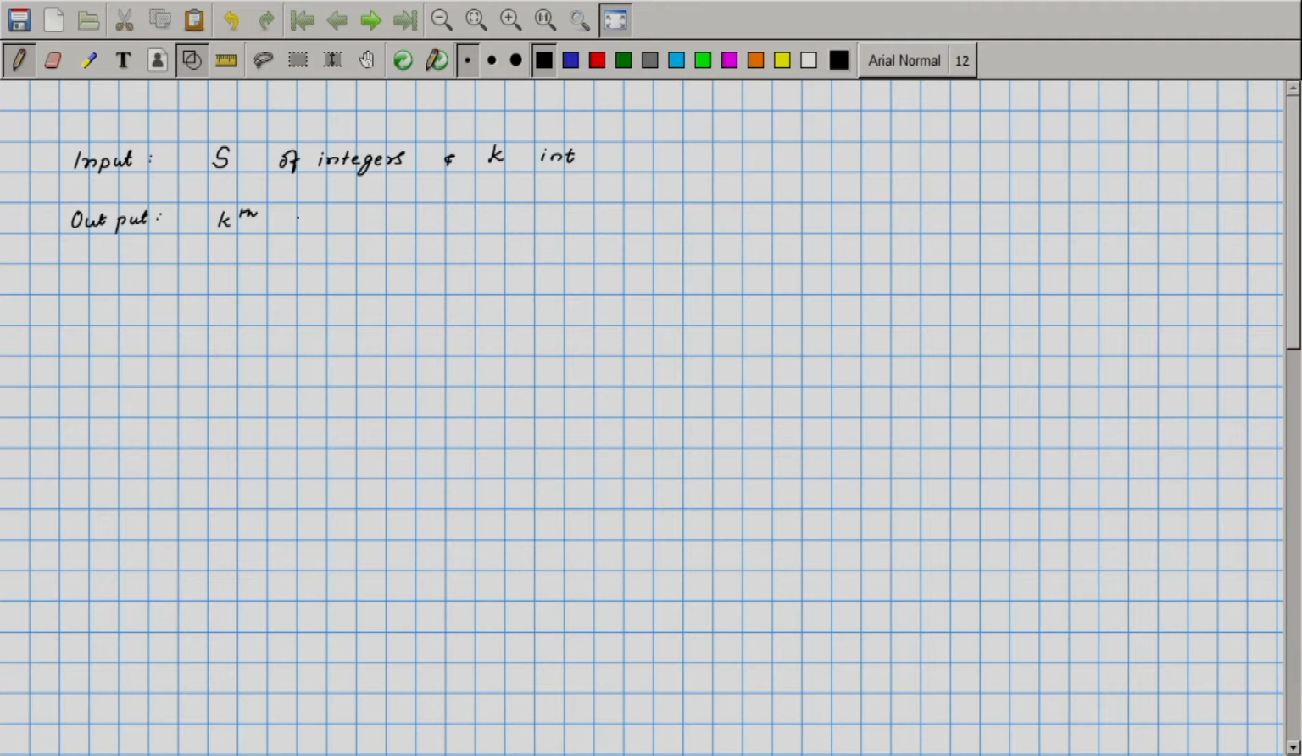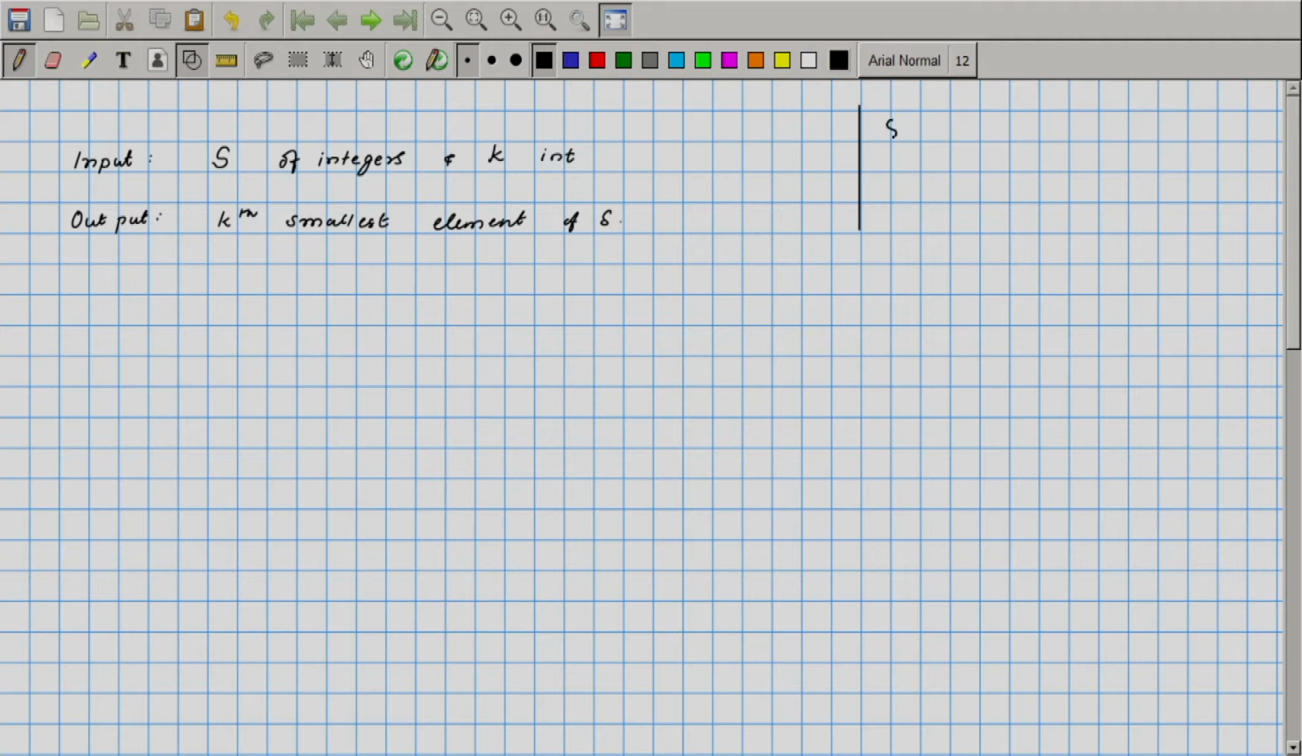kth smallest element of S. The straightforward approach for solving this would be to sort S and output the kth element, but that would take n log n time. So, sorting takes n log n time. Question is, can we do it better?